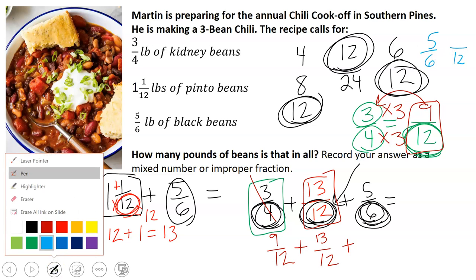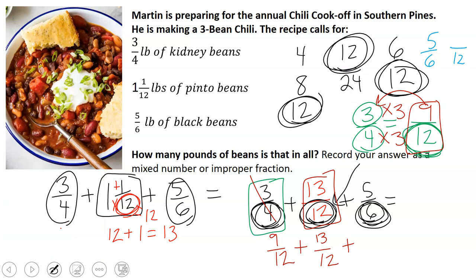So again, let's look at that pattern. 6 is being multiplied by 2 to get us the denominator of 12. So I'm going to multiply the numerator by that same factor, 2. 5 times 2 gives me 10. So 5/6 becomes 10/12.